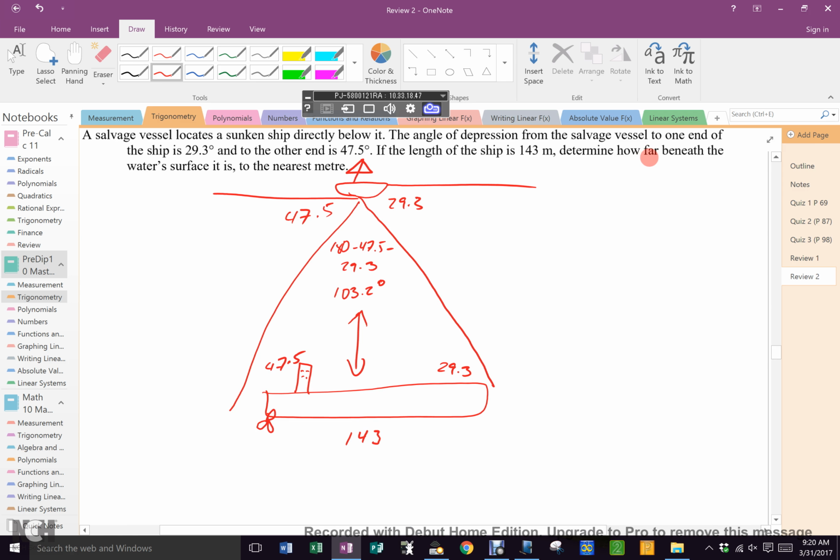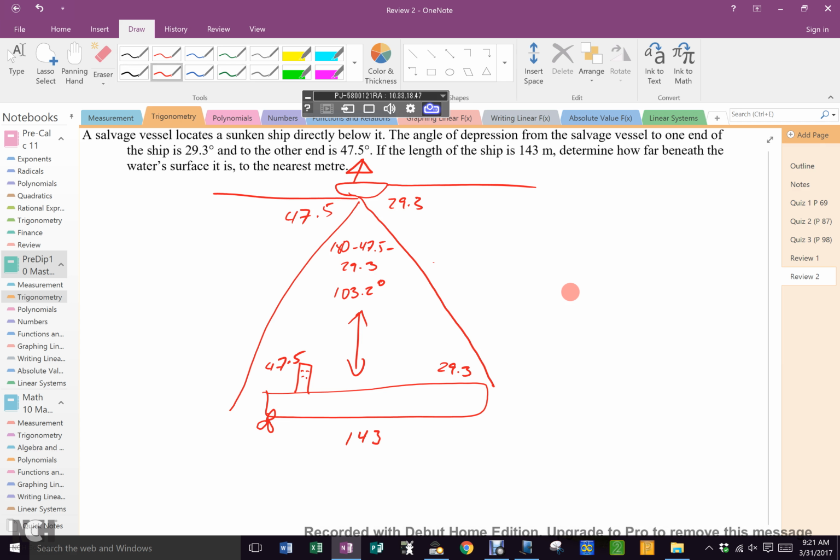Oh, wait. How far beneath the surface? Oh, yeah. So you sine law, then you find either of these two sides, right? And then you SOHCAHTOA with the side you found. Okay? Does everybody understand that one?